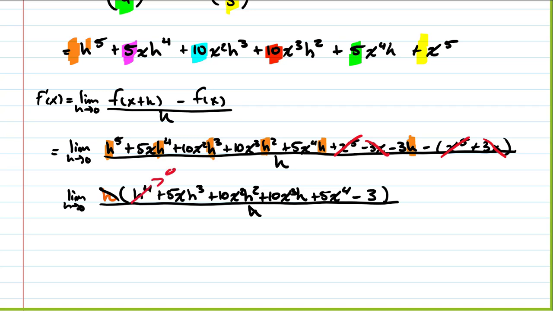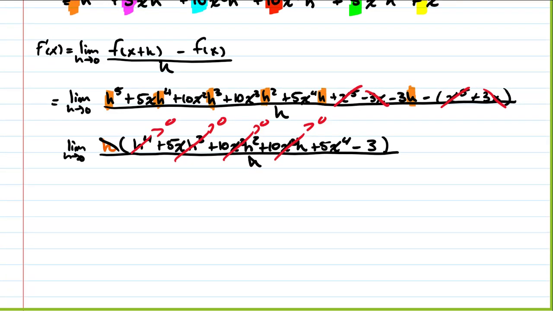So that goes to 0. That has an h, so it goes to 0, goes to 0, goes to 0. And what are the only two things that are left? 5x to the fourth minus 3. So that is f prime. Woo.